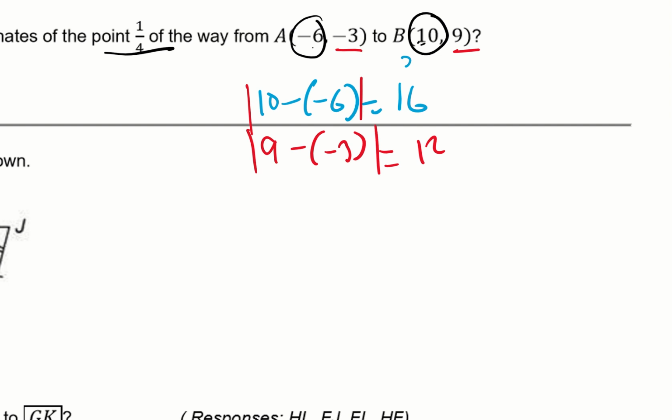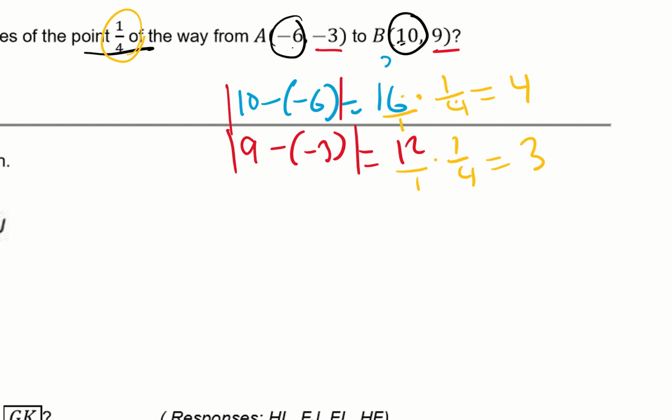Okay, so we got the distance. And remember, we're going to cut these distances by the fraction. So we're going to cut them by 1/4. So 1/4 of 16 is 4. 1/4 of 12 is 3. And so since this is the x direction, we're going 4 to the right. And this is the y direction, and it's positive, we're going to go 3 up. So this is telling us where we cut the distance.